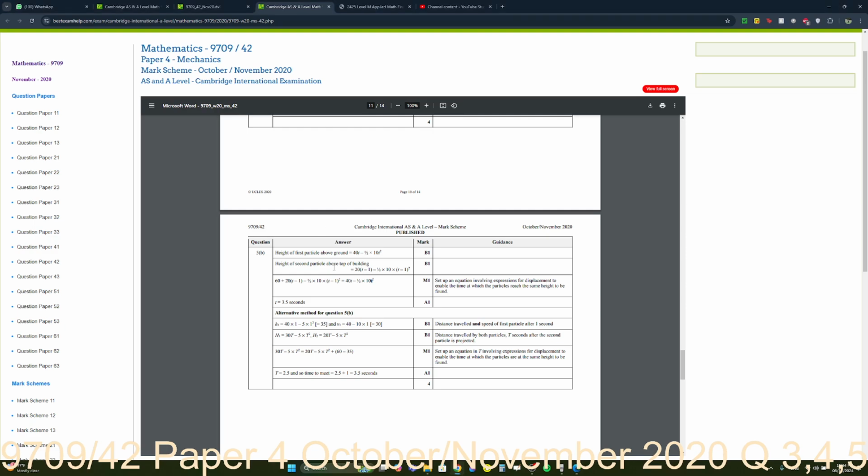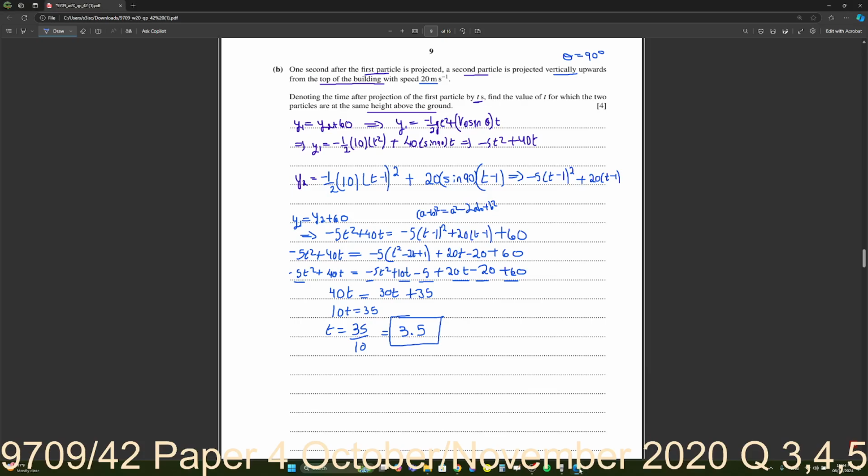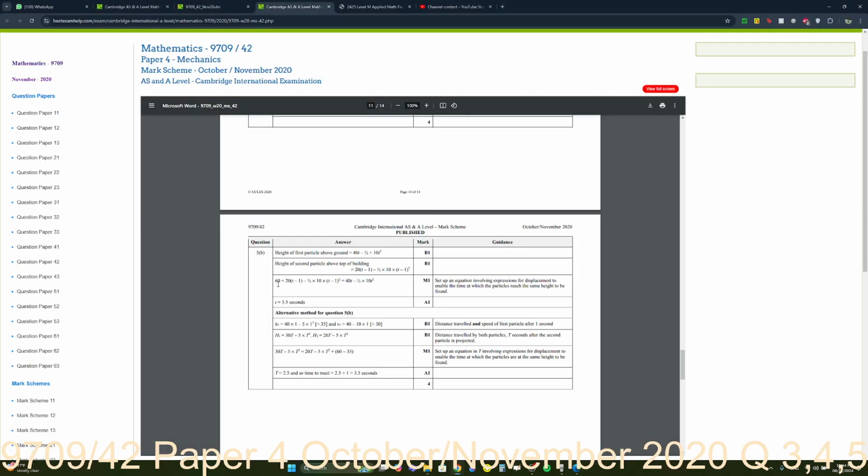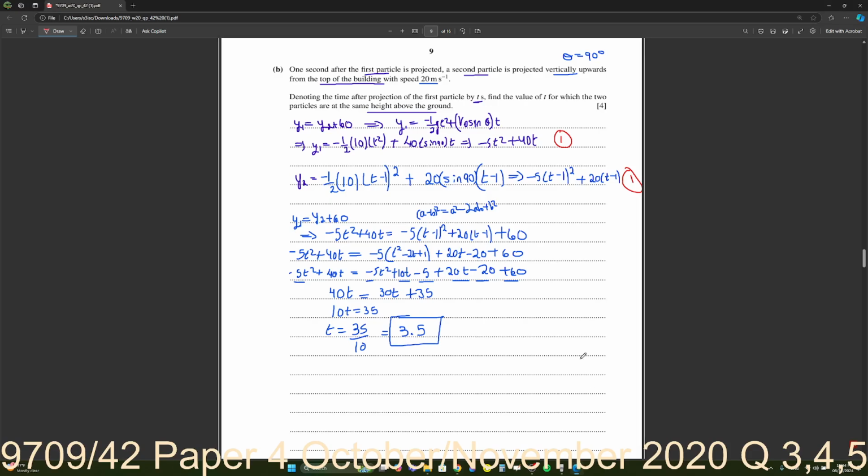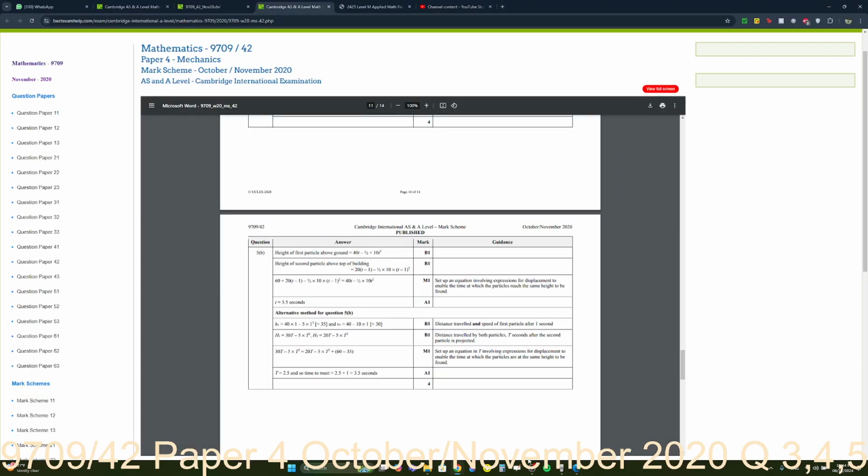Let's check the marking scheme. The height of the first particle, the height of the second particle, so y1 and y2, you'd get 1 mark each. 1 mark for y1, 1 mark for y2. 1 mark for 60 plus whatever, so 1 mark for this over here. And then 1 mark for the answer.